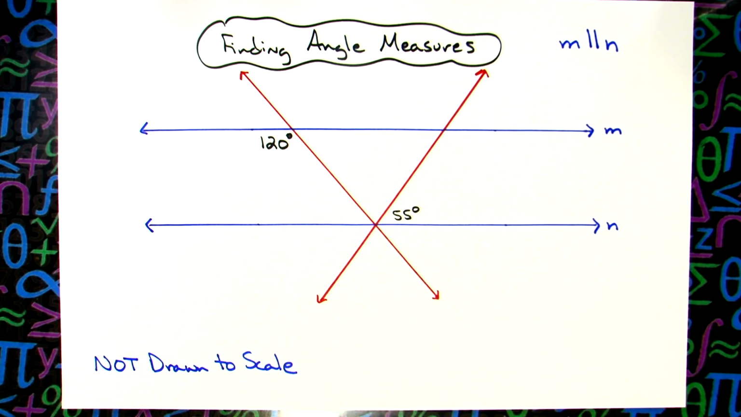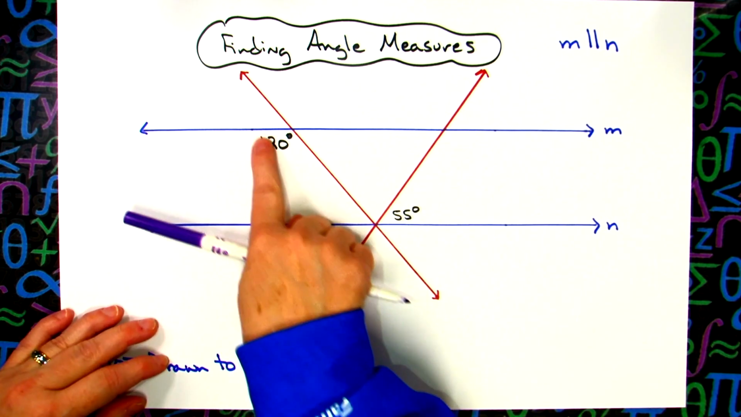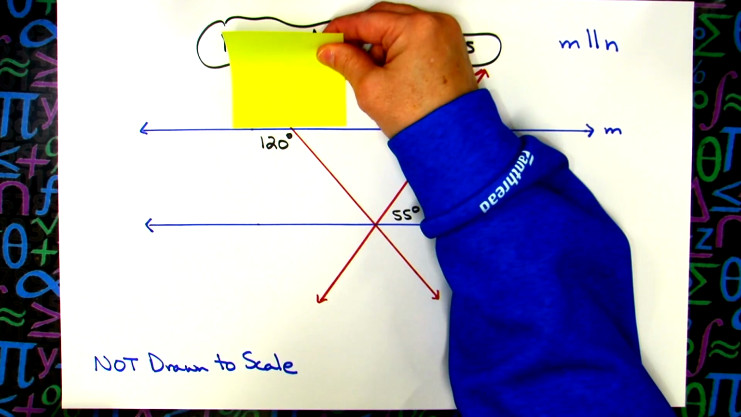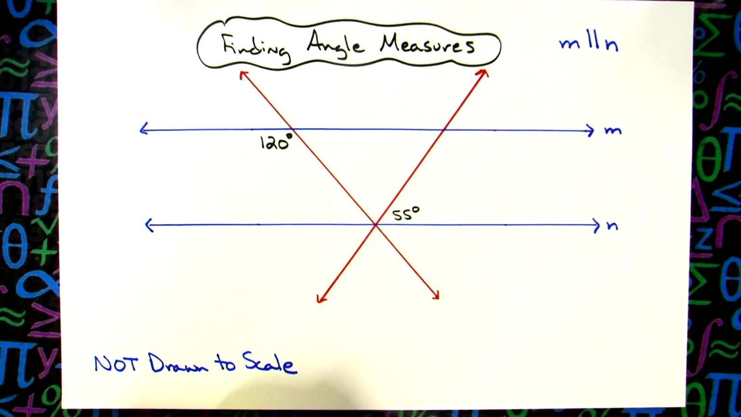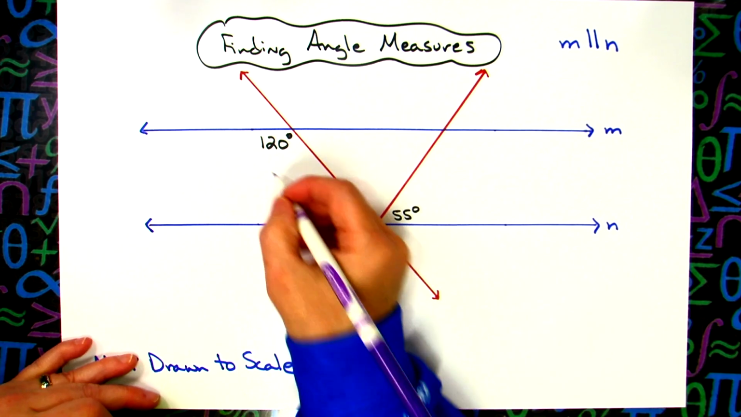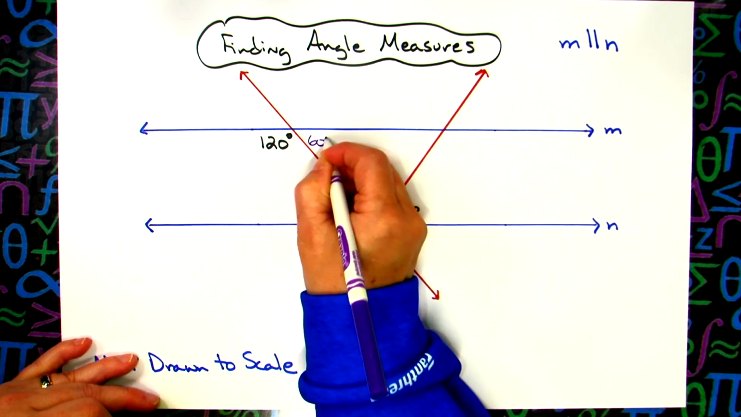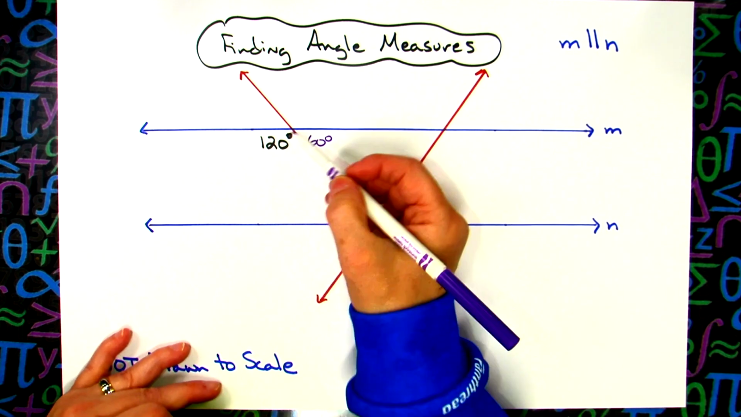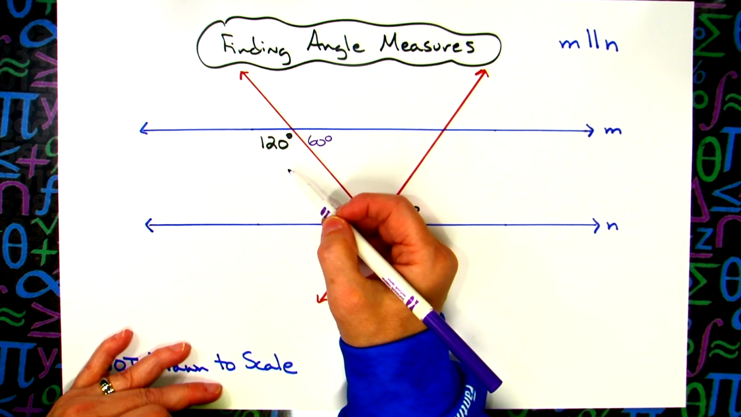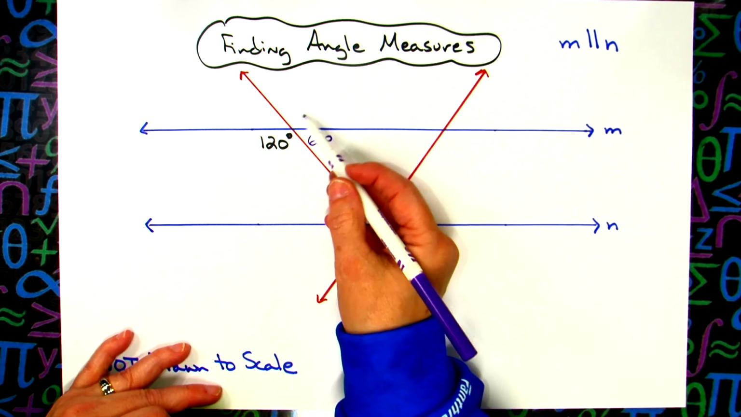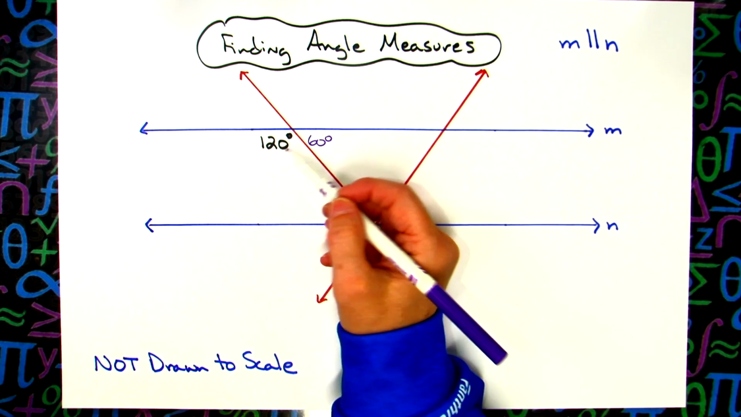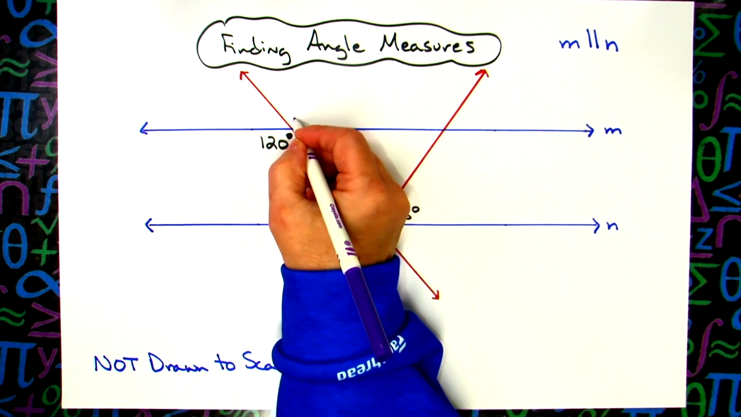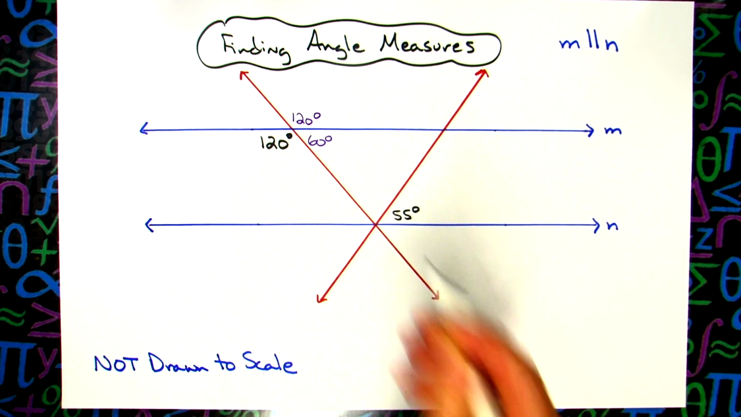So for starters, the easiest way I think is to take a piece of 180 degrees, a linear pair. So 180 minus the 120 is going to give me 60 degrees right there. Then let's go ahead and just work in this area right here. Angles that are across from each other, two lines that cross, those are called vertical angles and are equal. So then that tells us that this is 120 degrees.